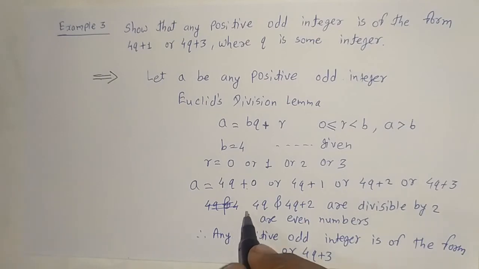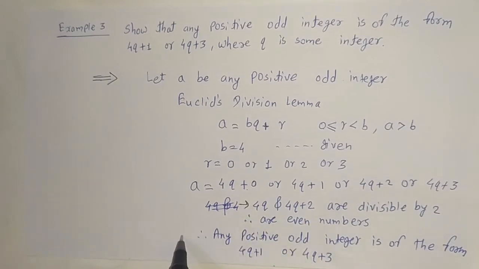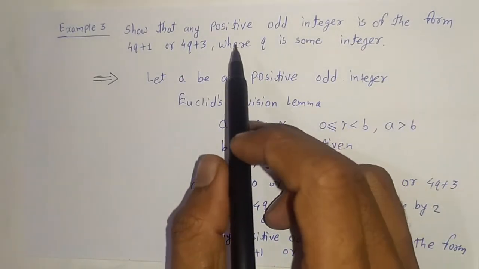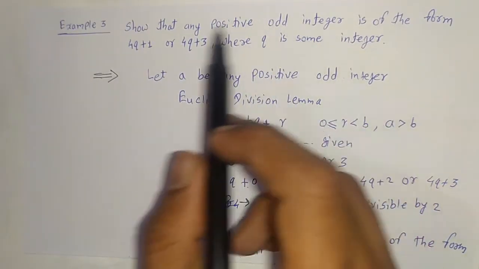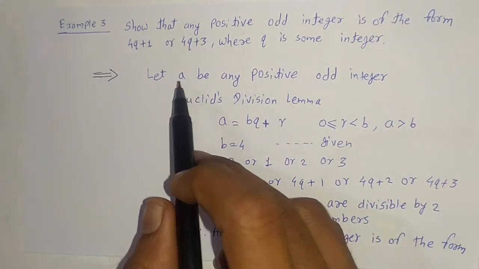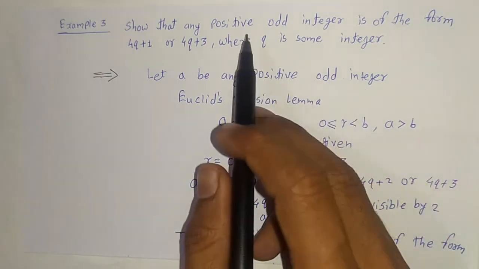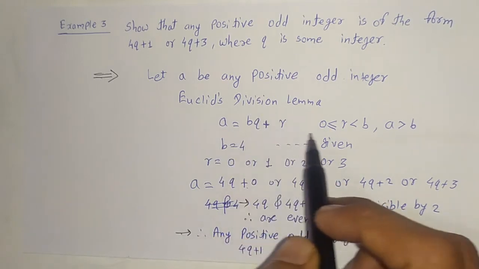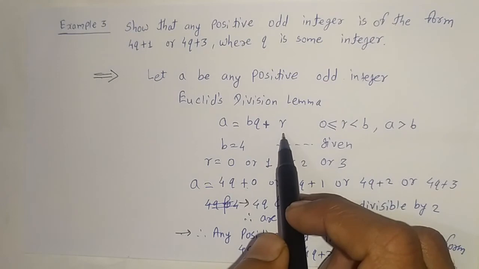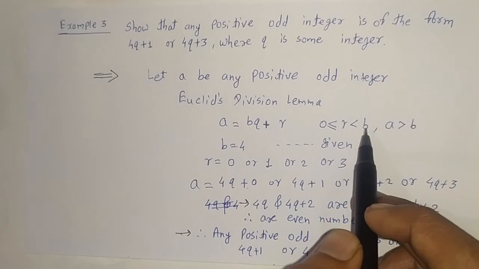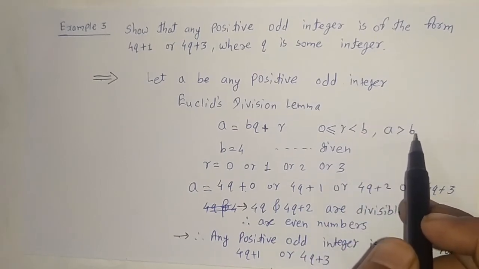You have to write each step in a detailed manner so that you get the full marks. Let's revise this problem one more time. What is asked here is we have to show that every positive odd integer has the form 4q plus 1 or 4q plus 3. So we have assumed that a is any positive odd integer. Then we have applied Euclid's Division Lemma. Just write down the formula a equals bq plus r, where 0 is less than or equal to r, r less than b, and a is greater than b.